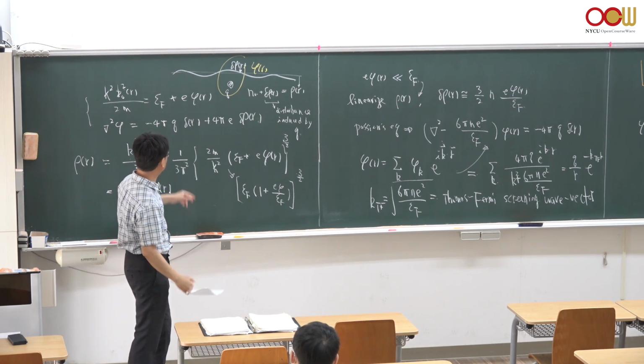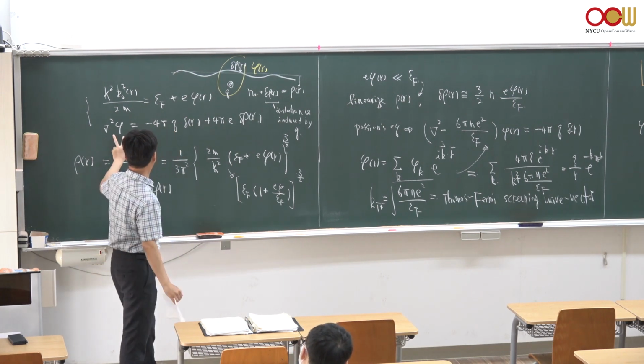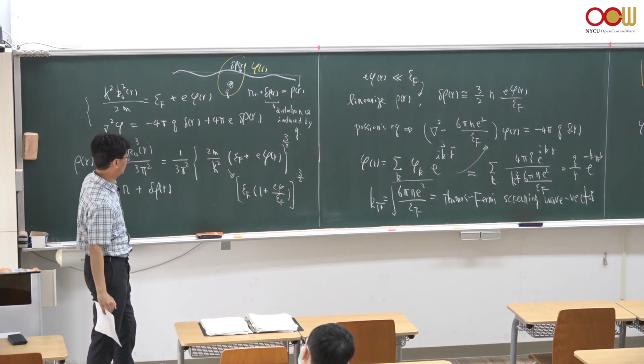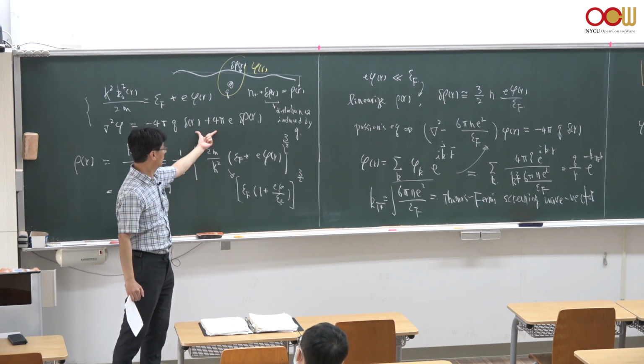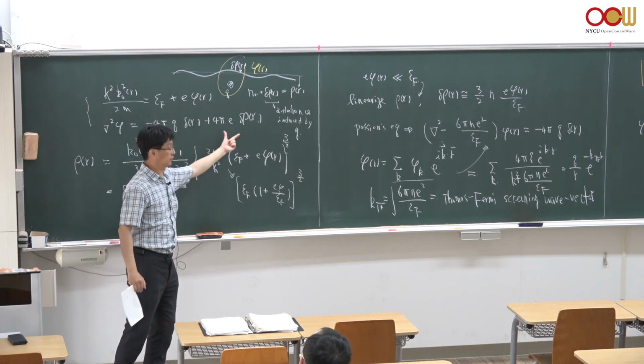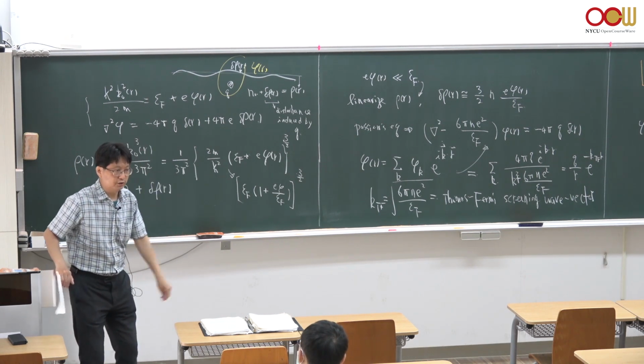So the feedback effect is precisely hidden in the Poisson equation: the net electrostatic potential is a sum of these two different charge distributions. One is the test charge, another is the induced charge. So you need to take into account the induced charge disturbance.